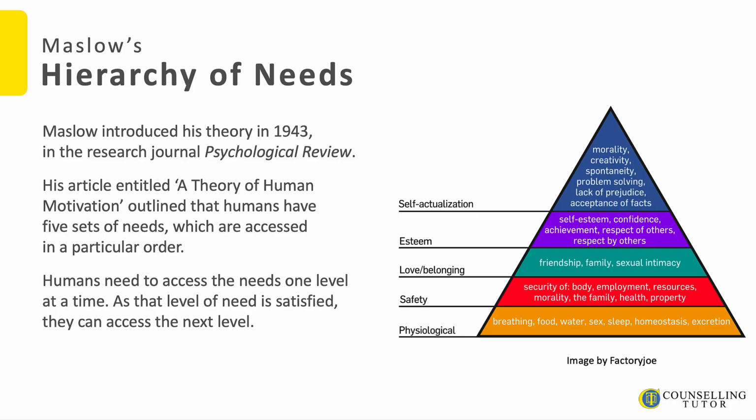So Maslow is famous, of course, for his hierarchy of needs. He introduced the theory in 1943 in the research journal Psychological Review, and his article entitled A Theory of Human Motivation outlined that humans have 5 sets of needs which are accessed in a particular order. Humans need to access the needs one level at a time. As that level is satisfied, they can access the next level. At least that's the theory.